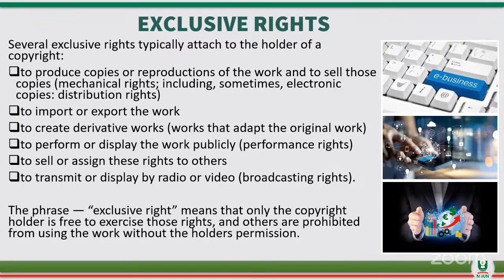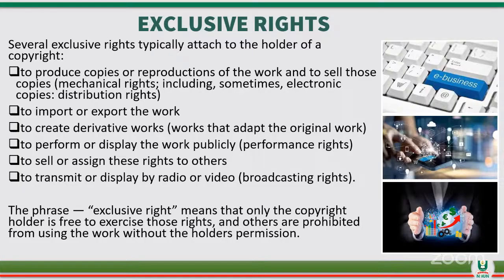One of them is to produce copies or reproductions of the work and to sell those copies, whether it's a mechanical right, sometimes electronic copies, distribution right, and so on. Another exclusive right the copyright holder has is to import or export the product. Another, number 3, is to create derivative works, that is, works that can be adapted from the original work. A copyright owner has exclusive right to perform or display the work publicly. That is performance right.